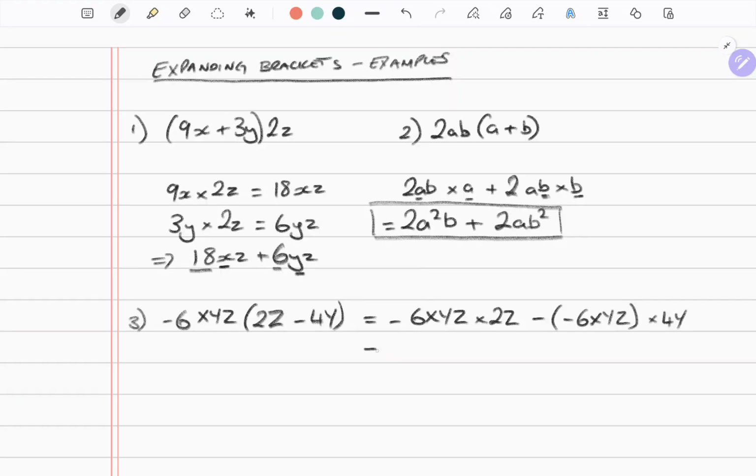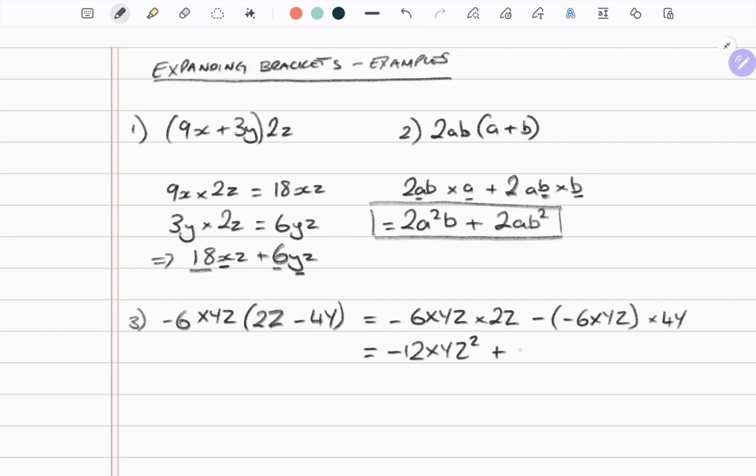Okay, so let's see how that comes out. So let's look at the first term first. So we've got the minus 6xyz multiplied by 2z, so minus 6 multiplied by 2 is minus 12. The x and the y will stay the same. We have z multiplied by z is z squared. And then we have here a minus multiplied by a minus is a plus.